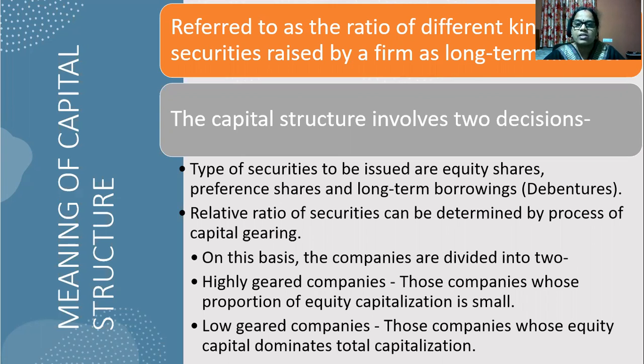So on this basis, the companies are divided into two categories, highly geared companies and low geared companies. What are highly geared companies? Those companies whose proportion of equity capitalization is small are called highly geared companies. And those companies whose equity capital dominates the total capitalization are called low geared companies.